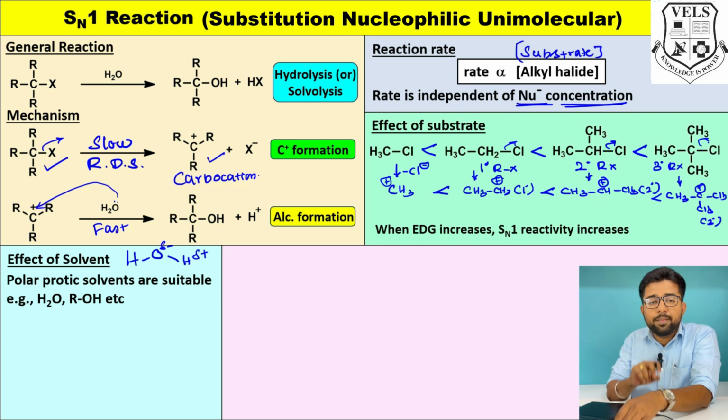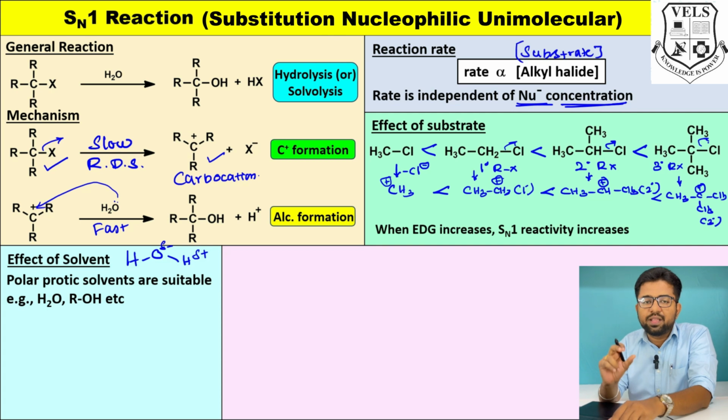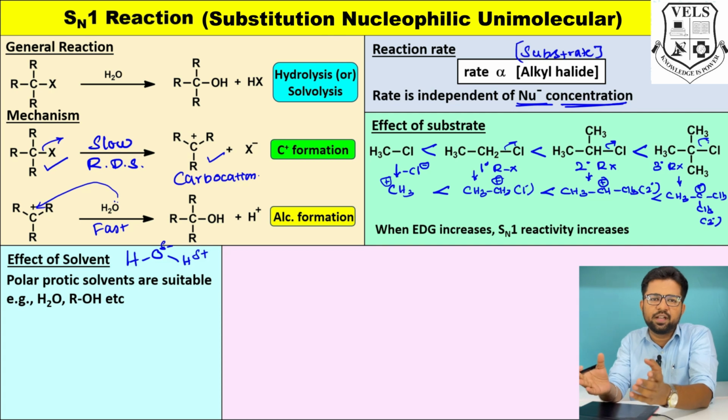Okay, what do you mean by protic? Whenever the solvent is capable of giving H plus, it is known as protic solvent. So we know that water splits into H plus and OH minus, and it is capable of giving H plus. So that is called a protic solvent. Okay, so this polar protic solvent is used in SN1 reaction.